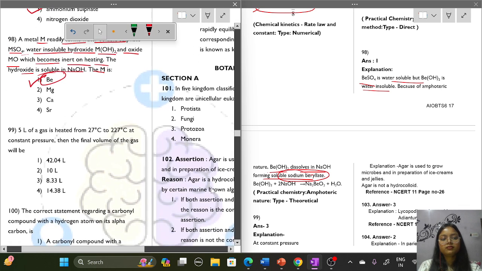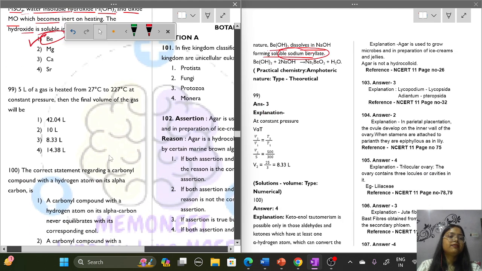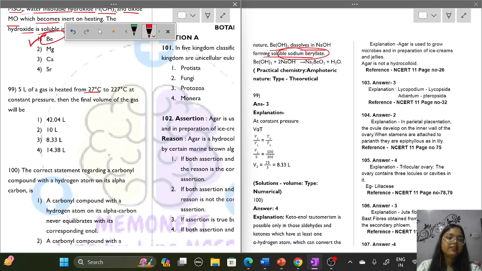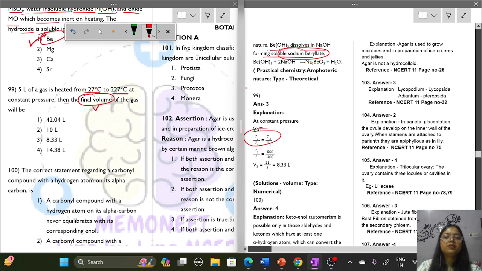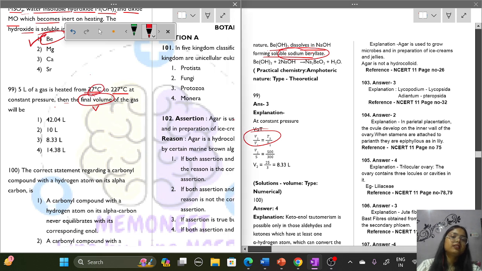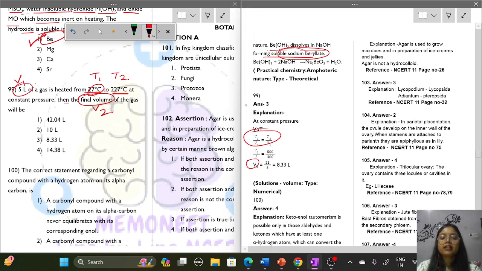Question number 99. 5 liters of gas is heated from 27 degrees to 227 degrees at constant pressure. Then the final volume of the gas is asked. So this is the most common formula: V1 by V2 is equal to T1 by T2, or V2 by V1 equals T2 by T1. Here is T1 and it is T2. V2 we have to calculate and V1 is 5 liter. On calculating this, V2 comes out to be 8.33 liter. Option number 3 is the correct option.